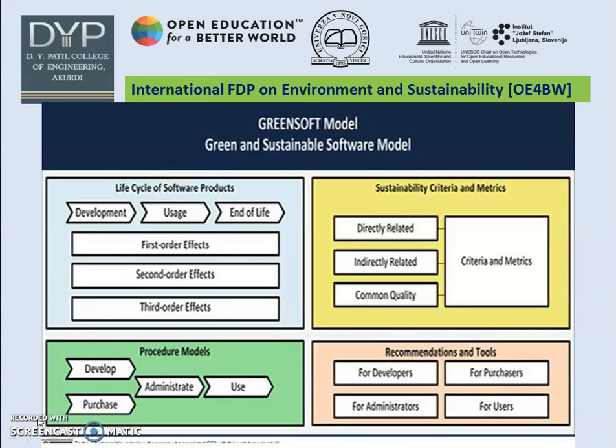The reference model contains a life cycle of a software product that, in contrast to the conventional software life cycle, relates to life cycle thinking covering development, usage and end of life, and identifies the first order effect, second order effect and third order effect. The second part of the GreenSoft model is called sustainability criteria and metrics. It covers common metrics and criteria for the measurement of software quality, and it allows a taxonomy of parameters for evaluating the sustainability of software products.